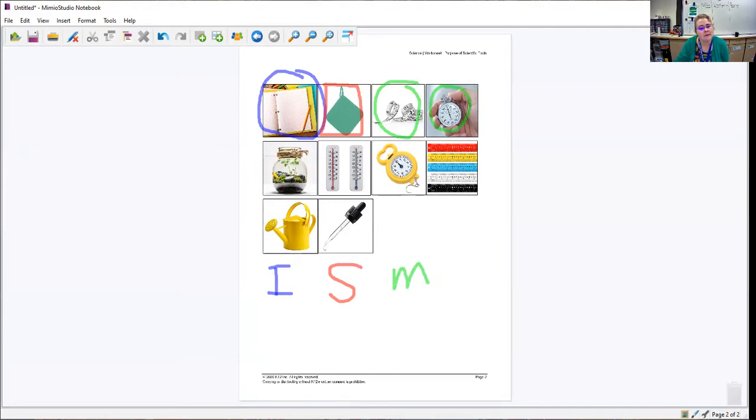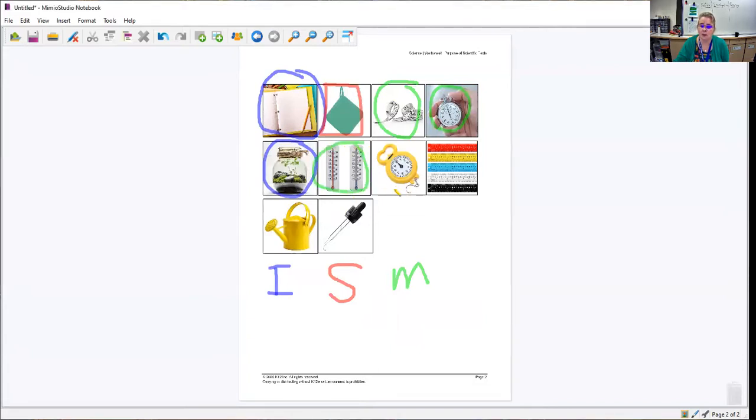The terrarium, I almost think that would be something we would be observing, looking at how things change. I think that's going to be an investigation tool. So I'm going to circle that in blue. Okay, thermometers. Thermometers measure temperature. So that would be a measuring tool.